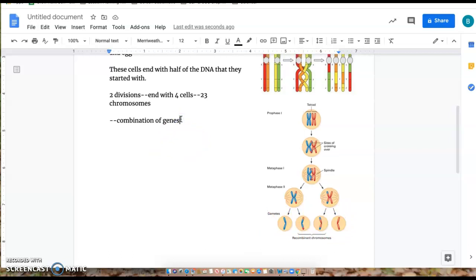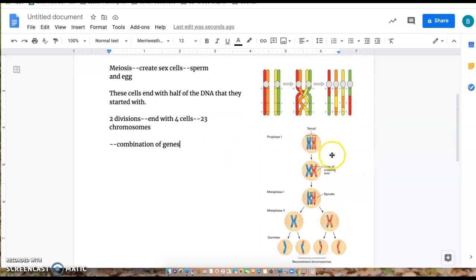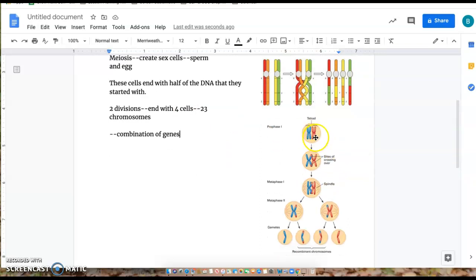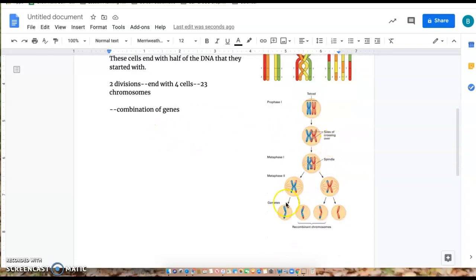So meiosis again starts with 1 cell and goes through 2 sets of divisions, and we end with 4 cells. So we go through 1 set of division to get 2 cells, then another set of division to get 4 cells. And these 4 cells at the bottom have half of the amount of DNA that we started with. And they do have different genetic combinations than what we started with as well.